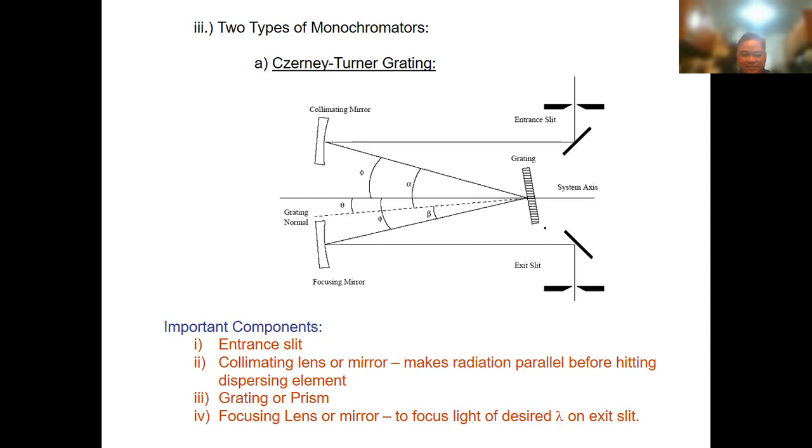Once you have this, the light source coming in the entrance slit will hit either a lens or a mirror. What they do is reflect some of the light that passes through, and then it will hit the grating or prism. Based on the angle that you use there, it will generate the particular wavelength that you have.